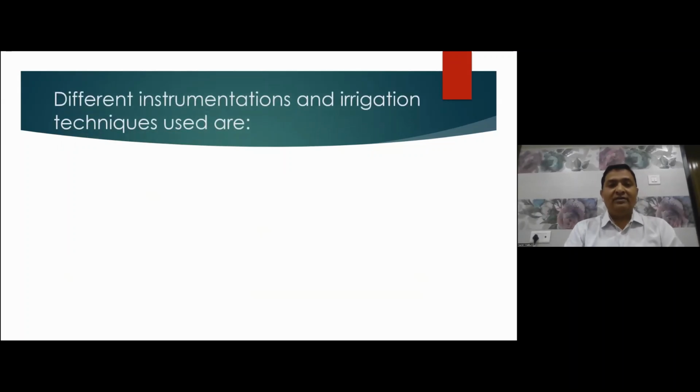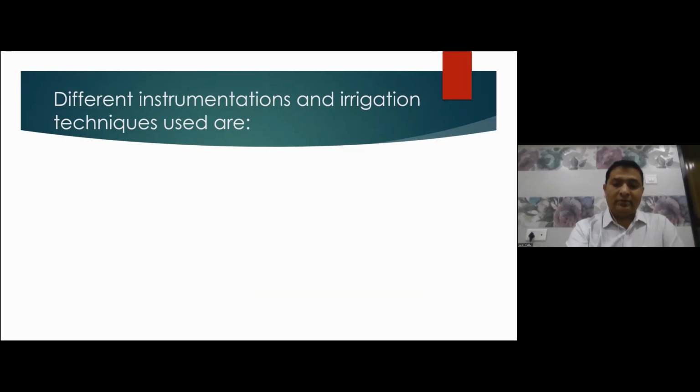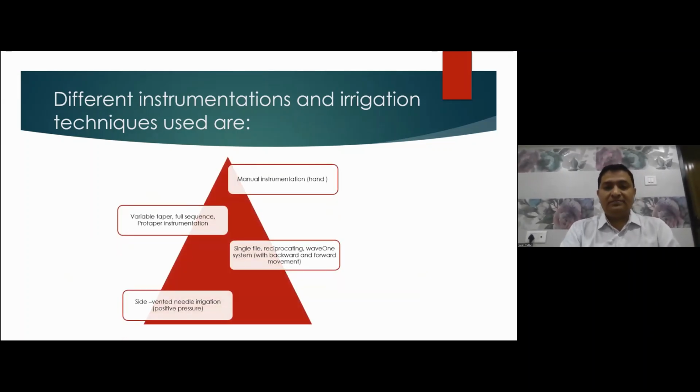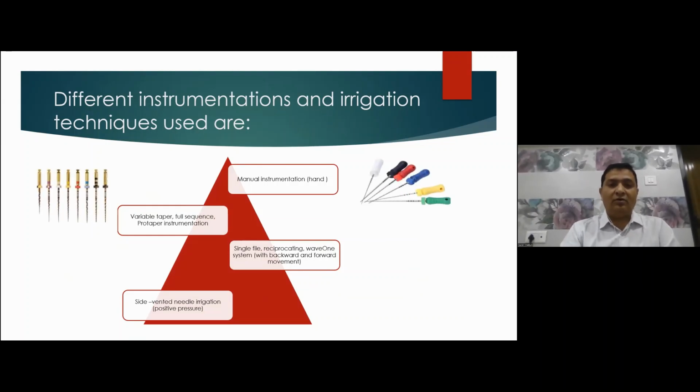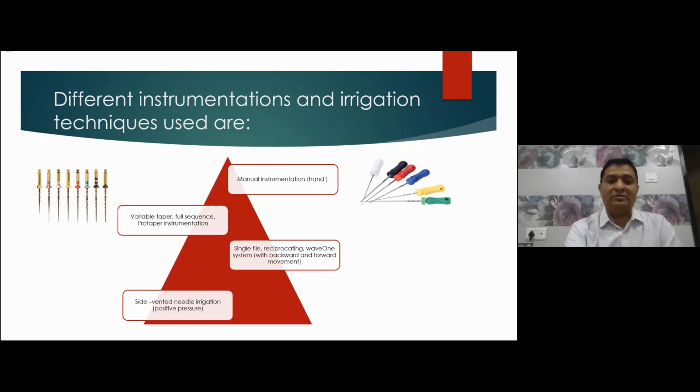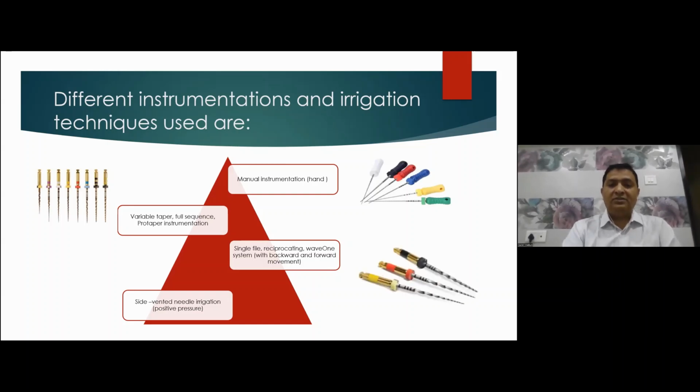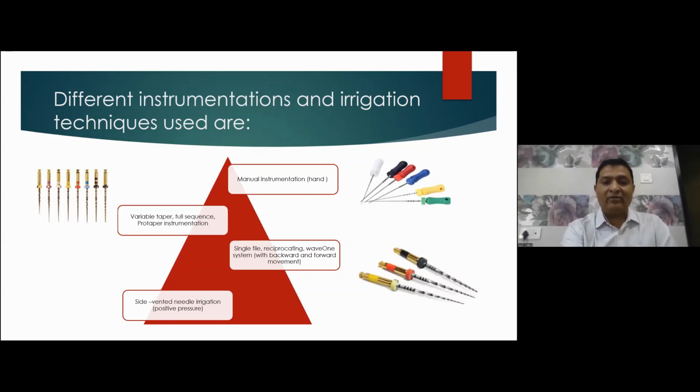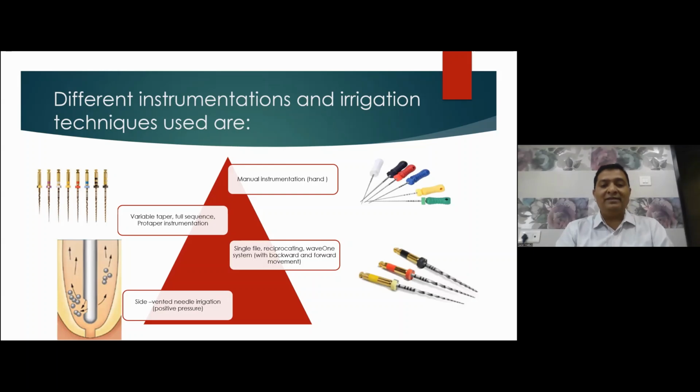So there are different instrumentation and irrigation techniques that we are using nowadays, like hand instrumentation for patency checking, various rotary instrumentation like ProTaper instrumentation, commonly used instruments used by operators, single file reciprocating instrumentation like WaveOne, which has a forward and backward movement, and side-vented needles used for irrigation purposes.